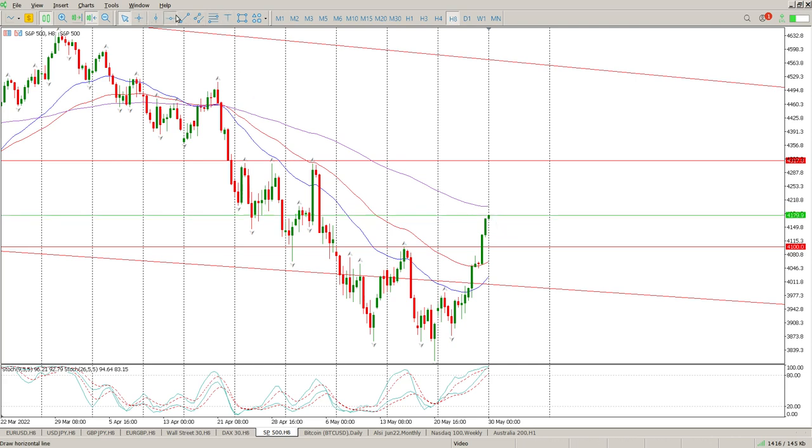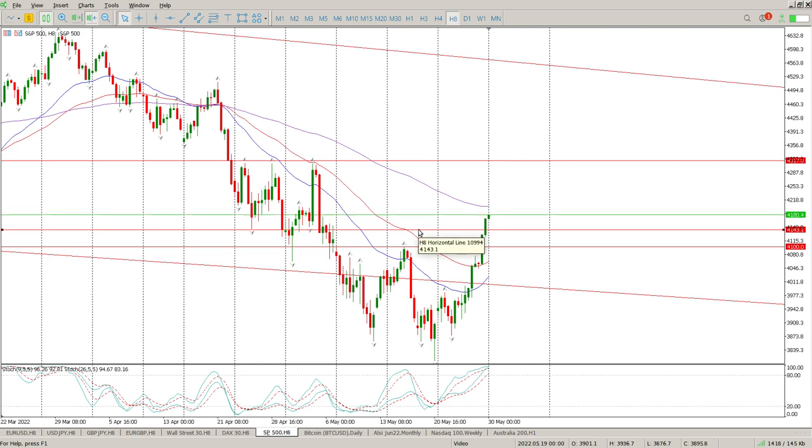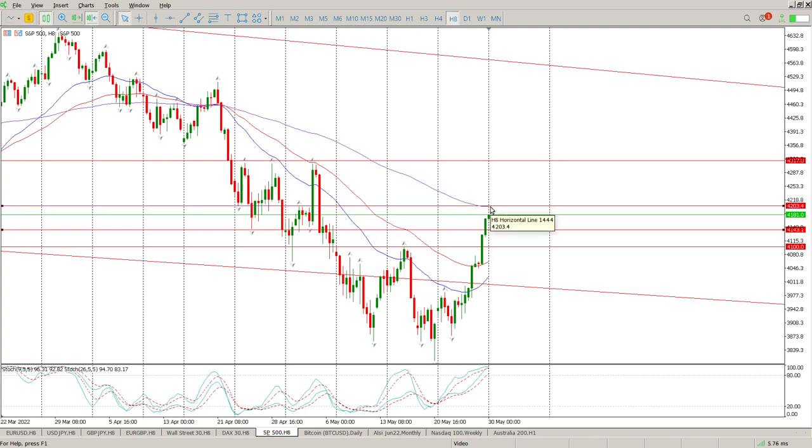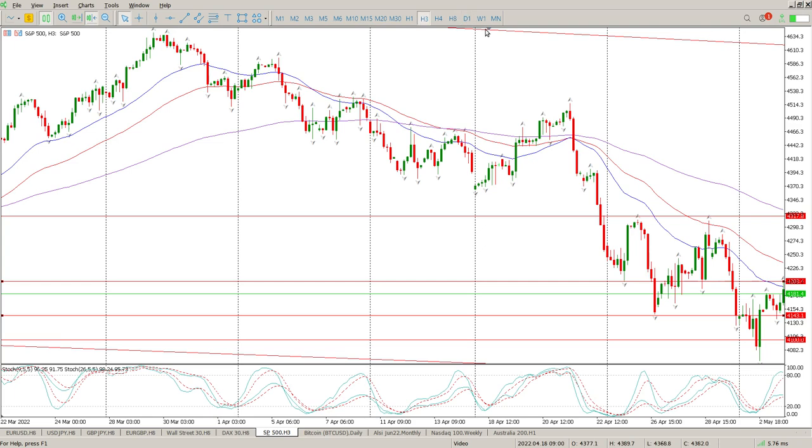Now, there are two areas that you need to pay attention to here. One is 4,100 and the other one is 4,143 or probably 4,150. Those are the areas you need to pay attention to for a pullback at the moment. And for a rejection area, I would say 4,200 is the area you need to pay attention to. So we have our major levels in.